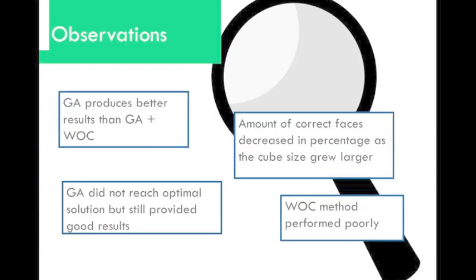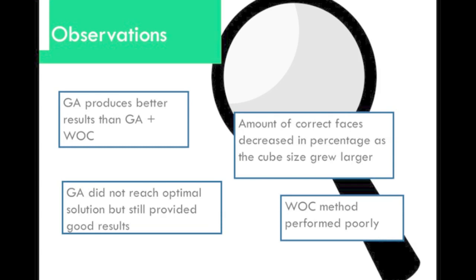Here are some observations from those charts. We definitely have noticed that the genetic algorithm by itself produces a much better result than the combined hybrid solution. The genetic algorithm did not always reach an optimal solution, but it still provided good results. We also noticed that as the cube size grew larger, the amount of correct faces decreased in percentage. We also noticed that the wisdom of crowds method performed very poorly.